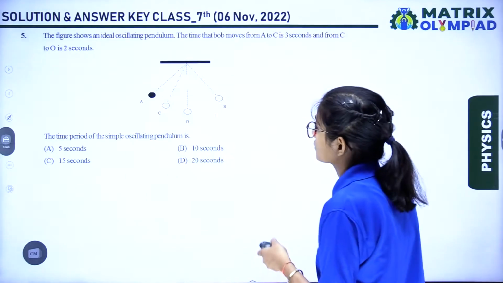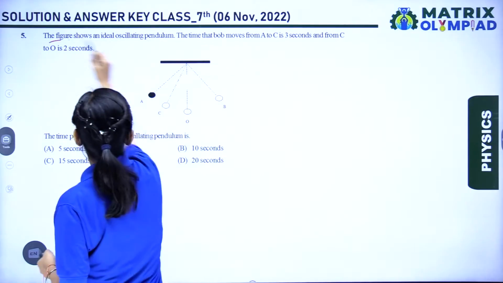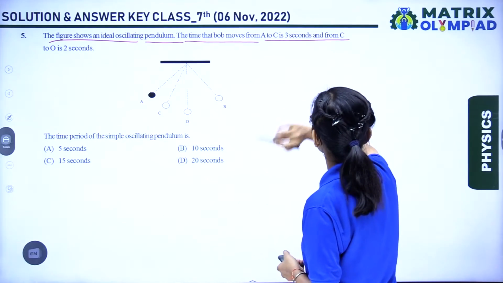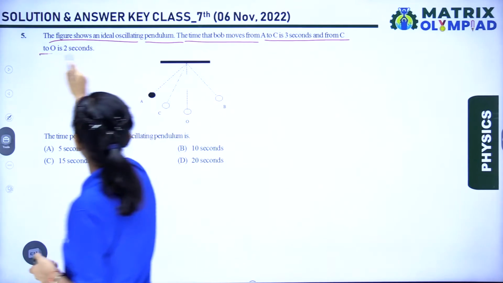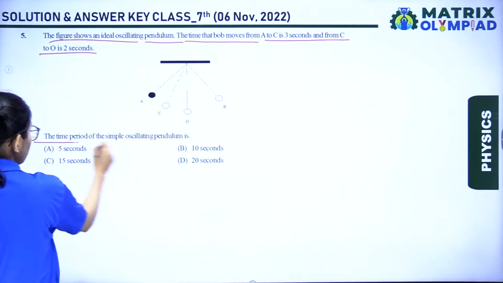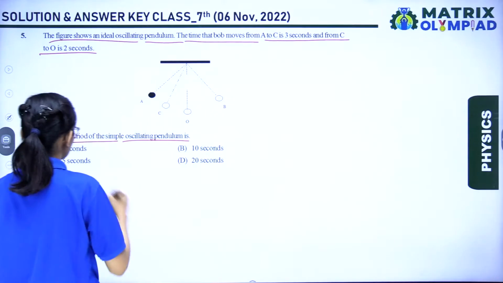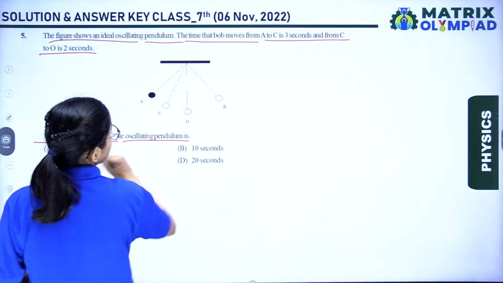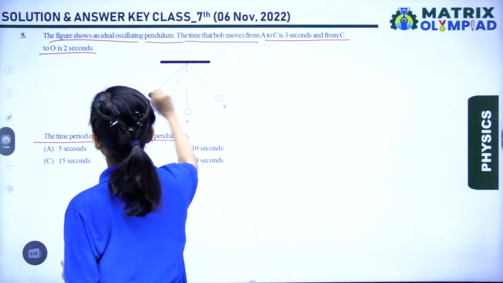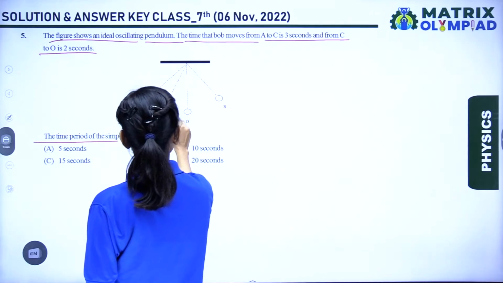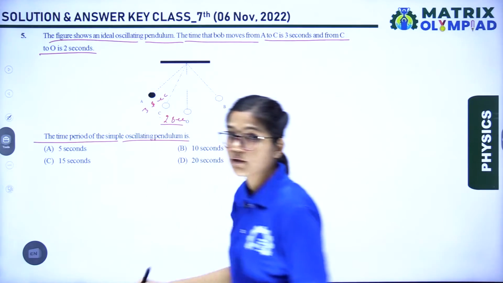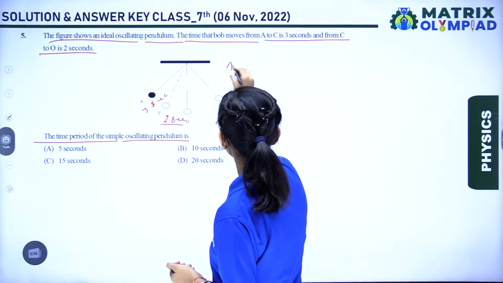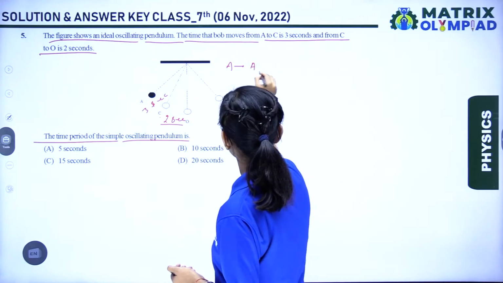Now let's come to question number 5. The figure shows an ideal oscillating pendulum. The time that the bob moves from A to C is 3 seconds and C to O is 2 seconds. What is the time period of the simple oscillating pendulum? If I'm talking about the simple pendulum, when it is released from an extreme position, then its time period will be A to A. Got it?